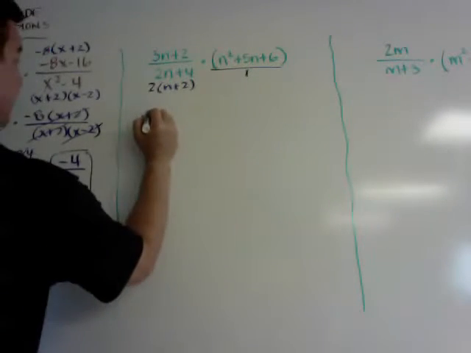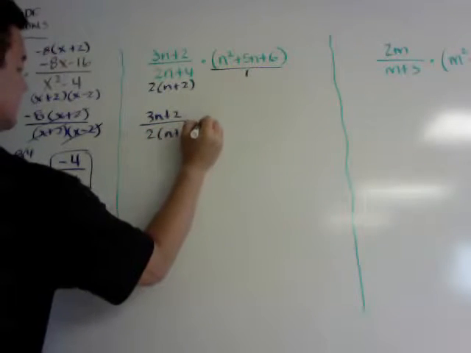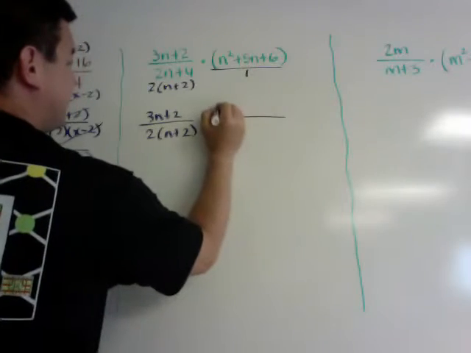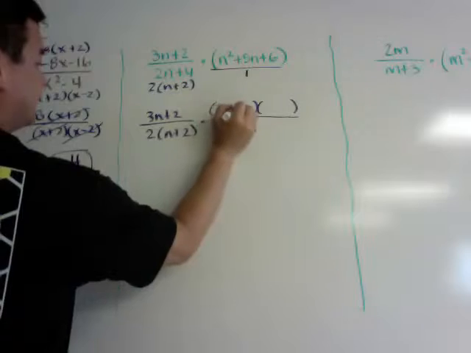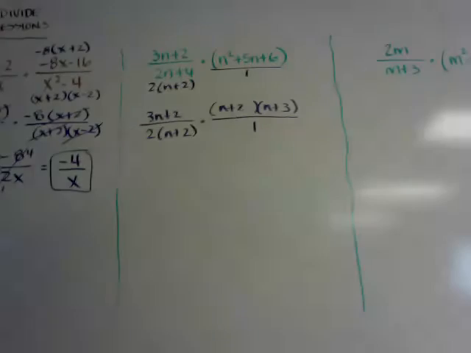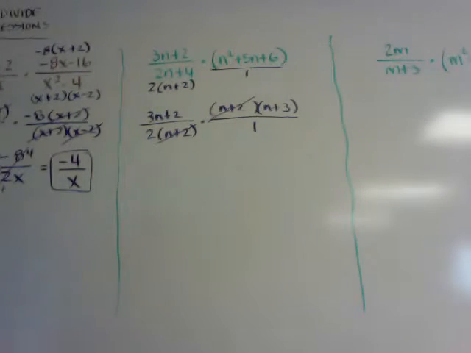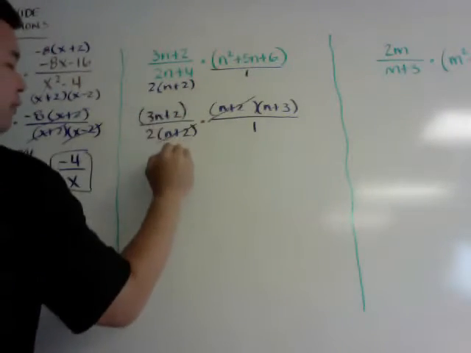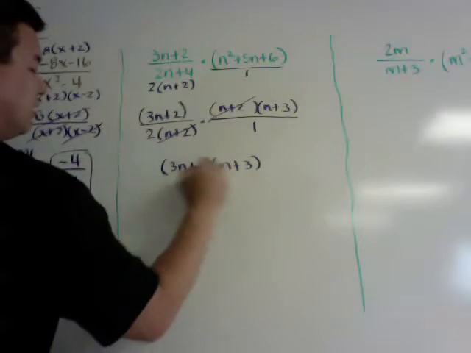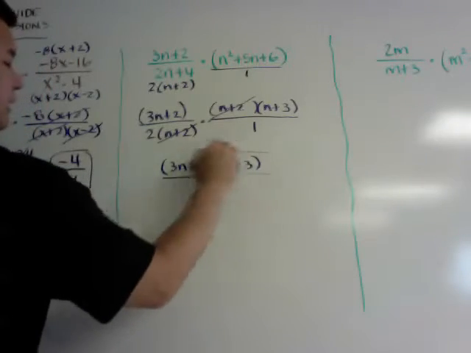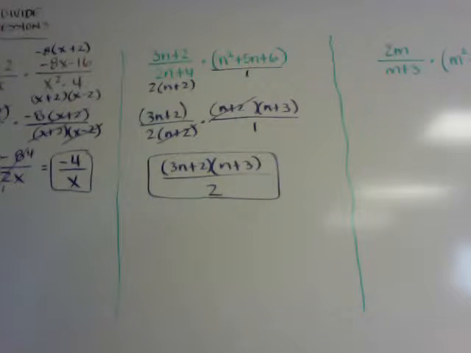So I would have 3n plus 2 over 2n plus 2 times, and when I do this, I can factor and leave it over 1. And this becomes n plus 2, n plus 3. And then I can see that I can cancel these two. And so if I think of it as having parentheses, 3n plus 2 times n plus 3 all over 2, and you just leave it like that. Don't waste time by foiling it out. You can just stop there.